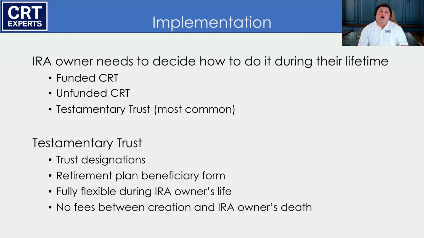So with these three options, with the funded CRT, this can be an existing CRT. Most CRTs will allow for future contributions. So as long as the trust instrument contains the right language, that existing trust can be named the beneficiary of the IRA. Why does this rarely work in practice?